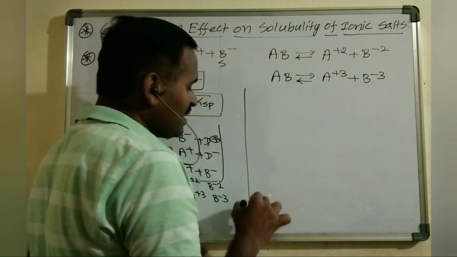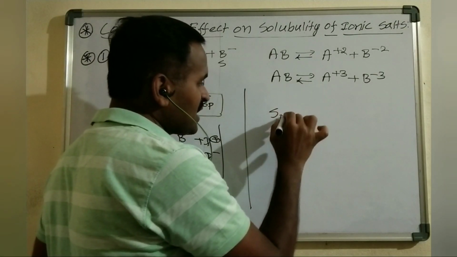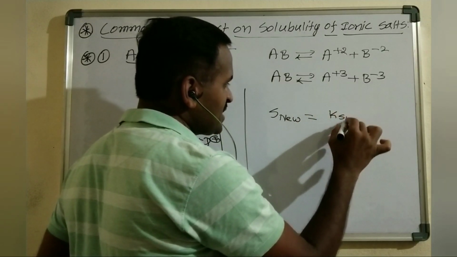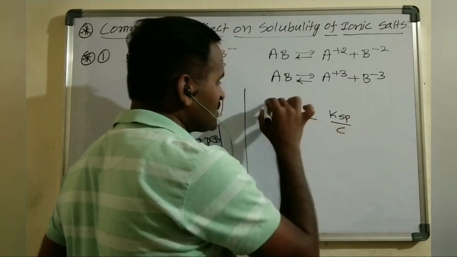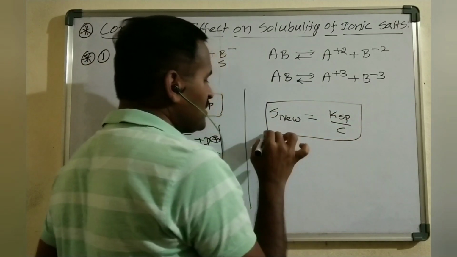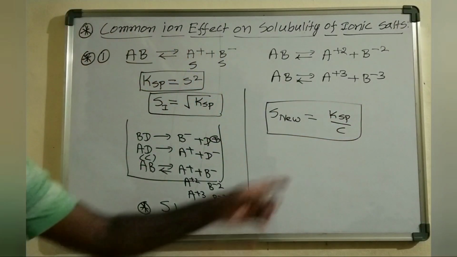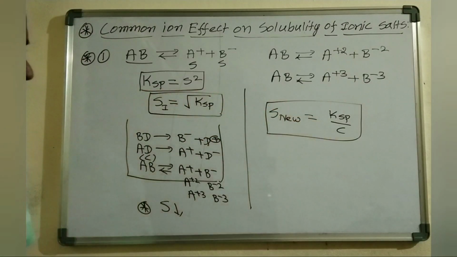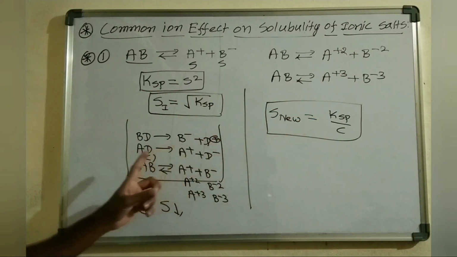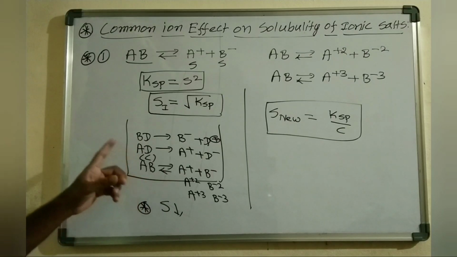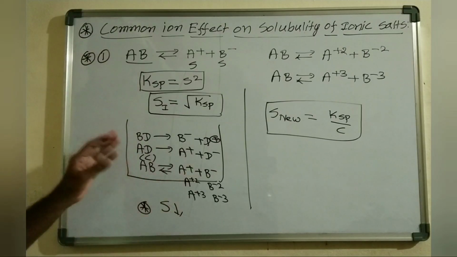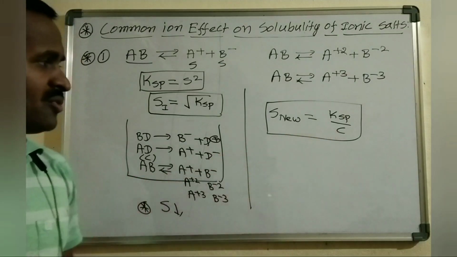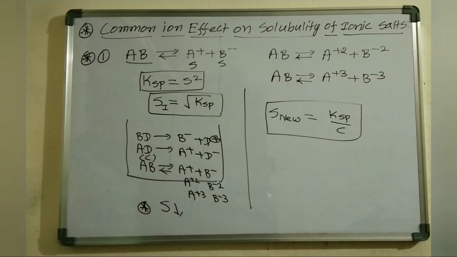The decreased solubility, the new solubility, can be calculated using the formula. Here Ksp is equal to the concentration product. The new solubility is Ksp divided by C. Whatever the Ksp is, divide it by the concentration of the ionic salt that contains the common ion, and then you will get the new solubility.